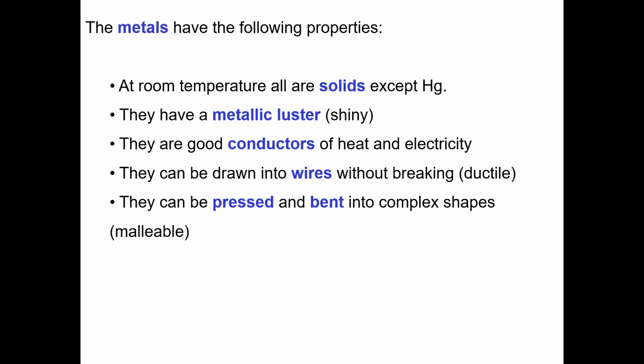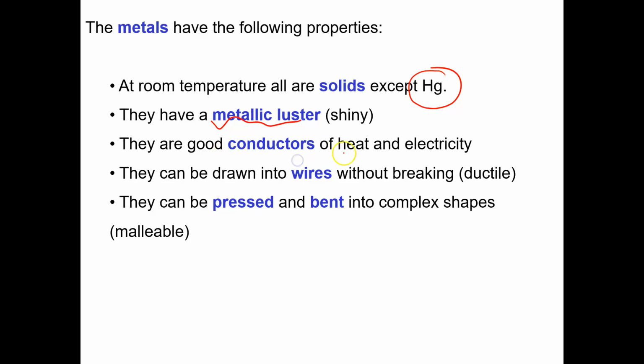So metals have distinguishing properties. All of them are solids at room temperature, except for mercury, which is a liquid. They're shiny, they have a characteristic, what we call metallic luster. They look like metals, at least when they are freshly cleaned and they haven't become oxidized and they haven't reacted with oxygen in any way.